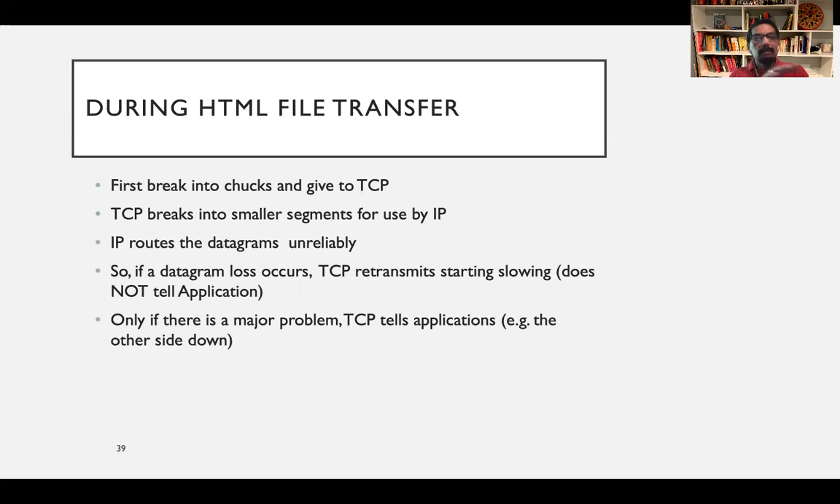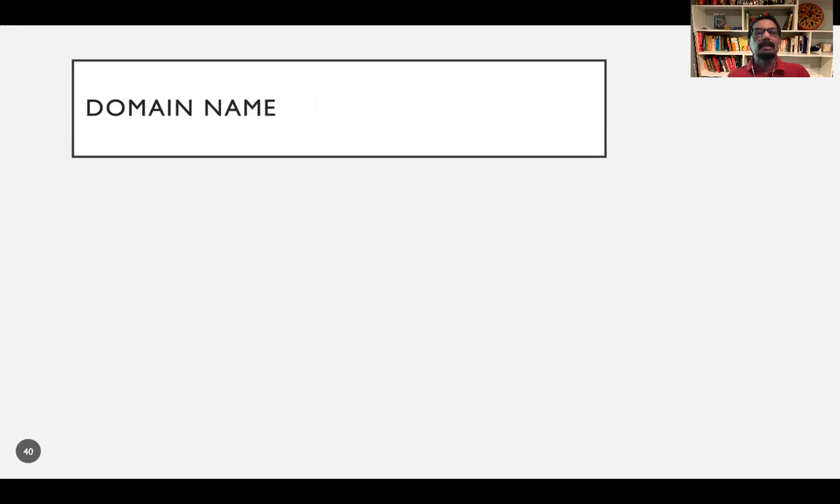So again, going back to what we talked about from the beginning, you have an HTML page. You break it up into small chunks and give it to TCP. TCP is going to give it to IP to transmit it. So now it's like a car. IP is going to route those packets. We sometimes use the word datagram with that. Then if it gets lost, you retransmit and whatnot, and eventually you see the page.